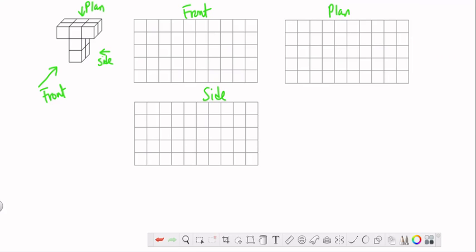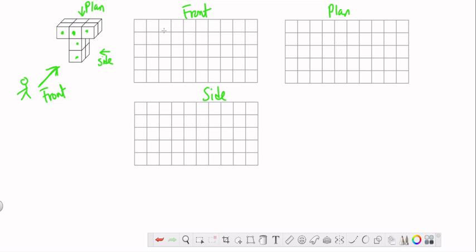This topic is called elevations. You got your front view, side view and the plan view. So you just imagine there's a person standing here looking straight ahead, the front view. What would that person see? That person would see this square, this one, this one, this one and this one. That's all that person could see.